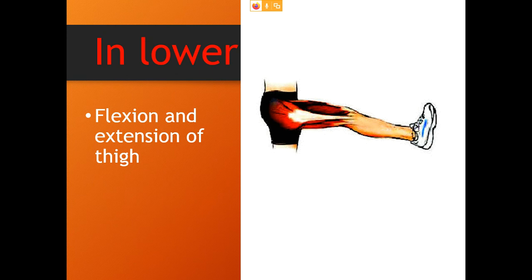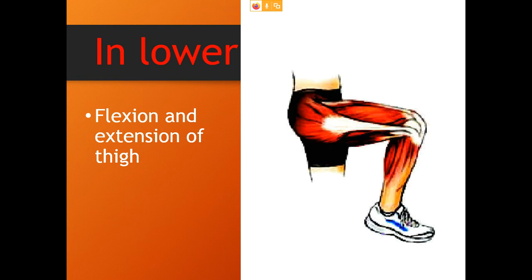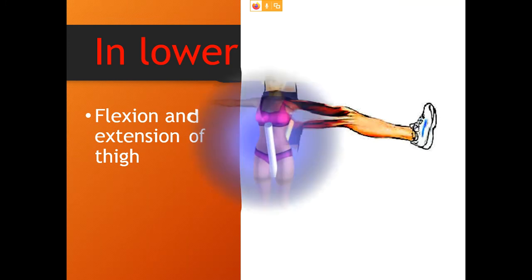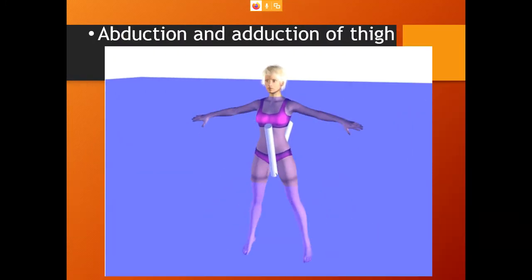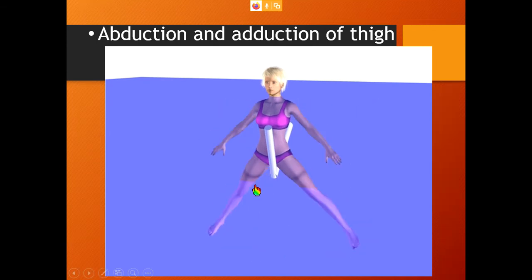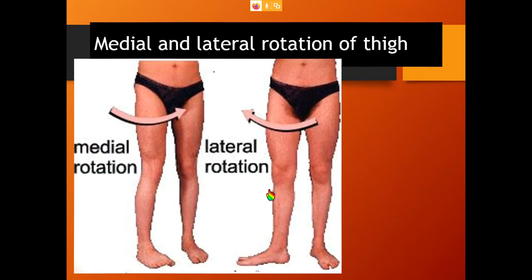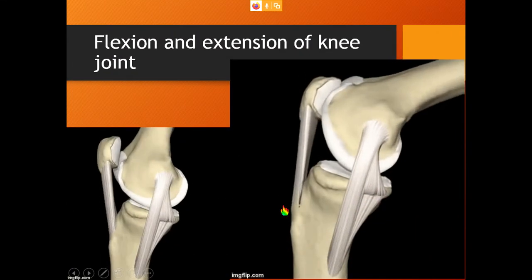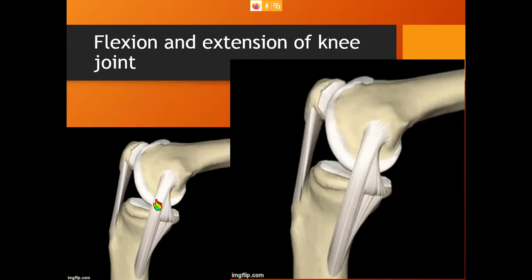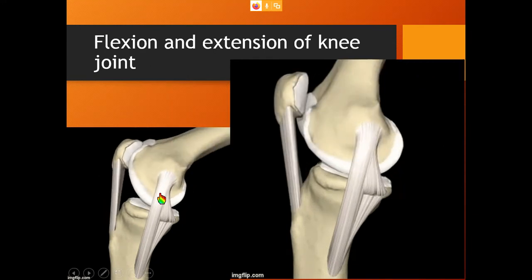Then coming to the lower limb: flexion, extension. Flexion of the knee, extension of the knee. Then here, try to see this girl: abduction and adduction. Abduction means keeping the limbs away from each other. Near to each other is called adduction. Then medial rotation and lateral rotation. Try to see these images. He is moving the limb towards the midline, medial rotation. Moving away from the midline, lateral rotation. This is flexion and extension of the knee joint. Here it is flexing and here it is extending. Flexion, extension.